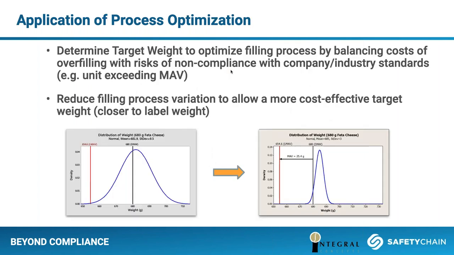Now, moving along a little bit, we can use a lot of these ideas if we're trying to optimize, let's suppose, target weights in beverages and food manufacturing. So we can say, when we look like this, what is the probability of being below our maximum allowable variation spec? And we can look at, if we were to reduce our variation so much, what would that do to risk?